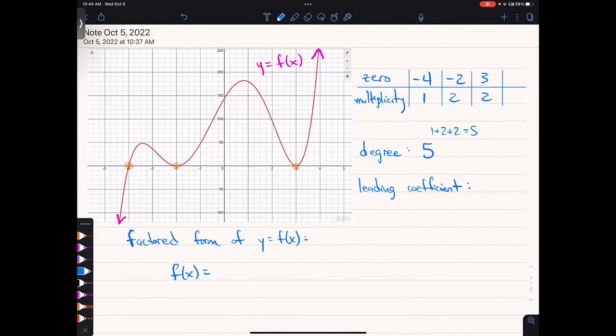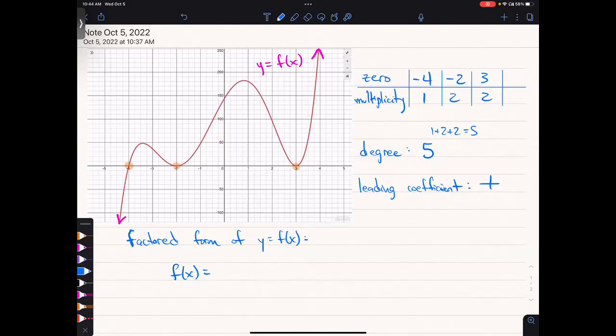For the leading coefficient, I'm just going to look at how it ends up, like what the graph does eventually. The leading term is so much bigger than all the others eventually that whatever this does tells me the sign of the leading coefficient. It points up, so the leading coefficient's got to be positive.